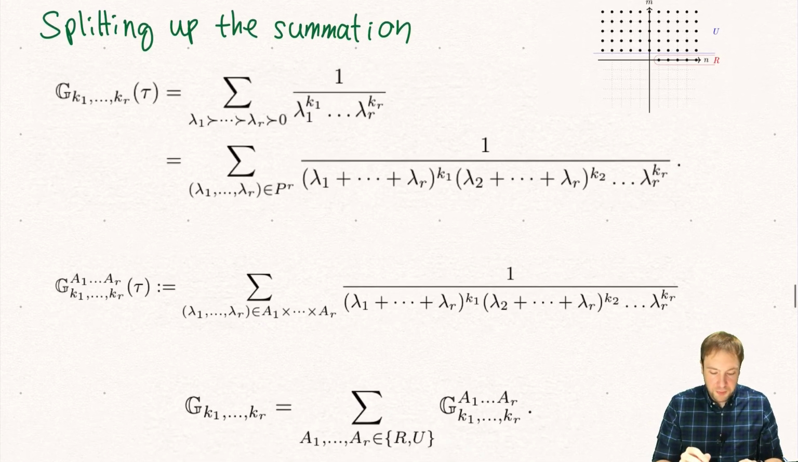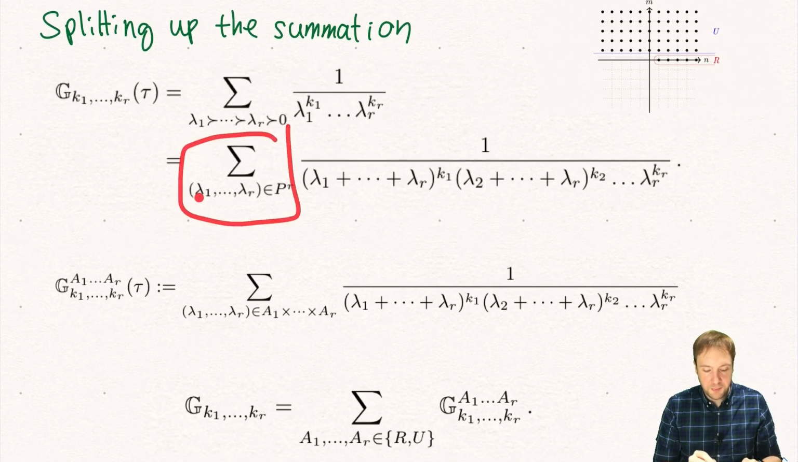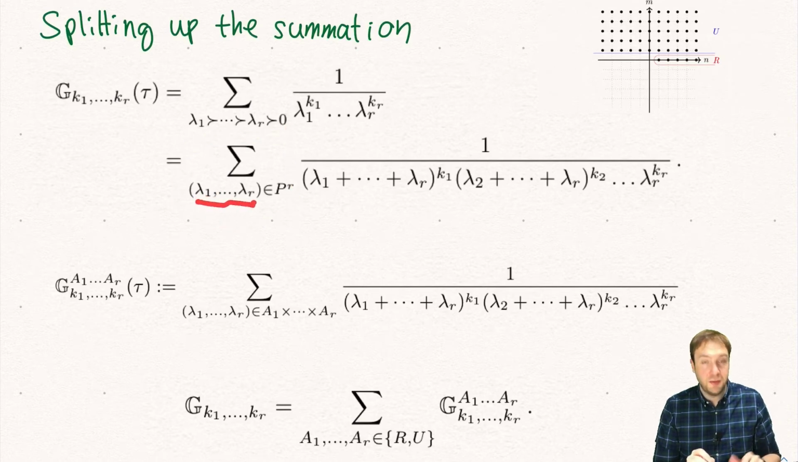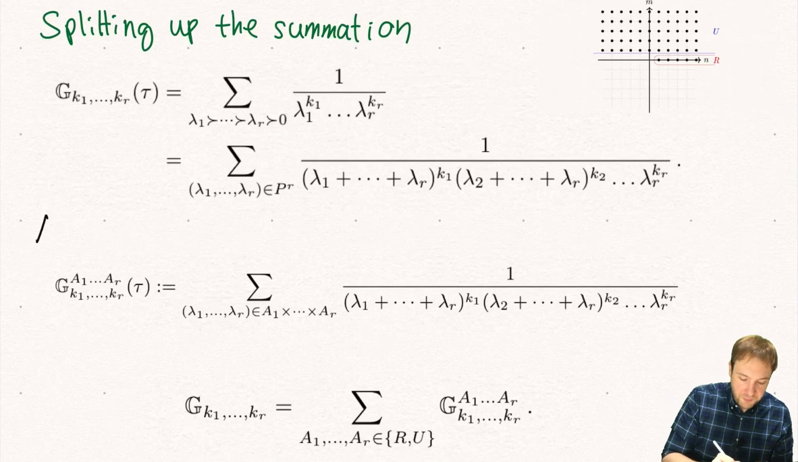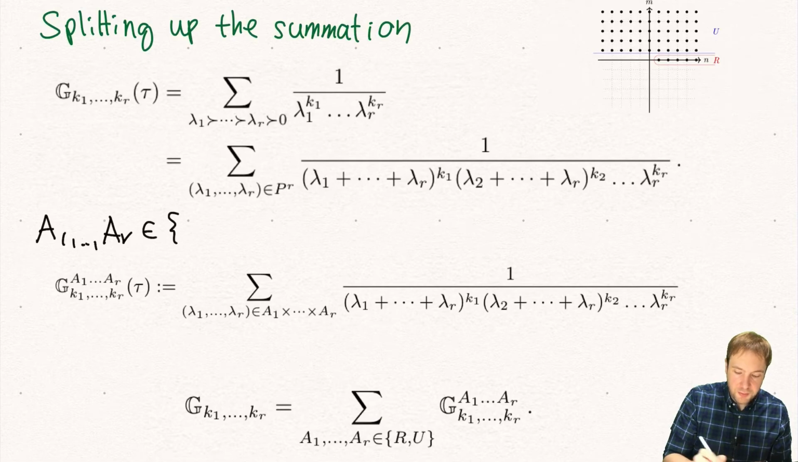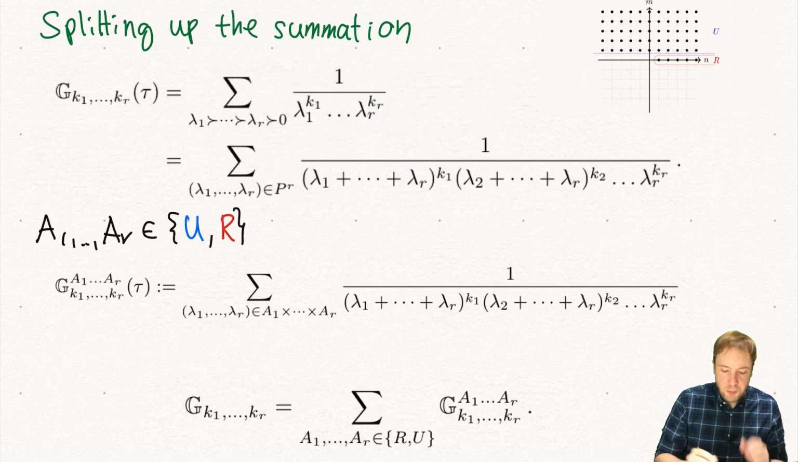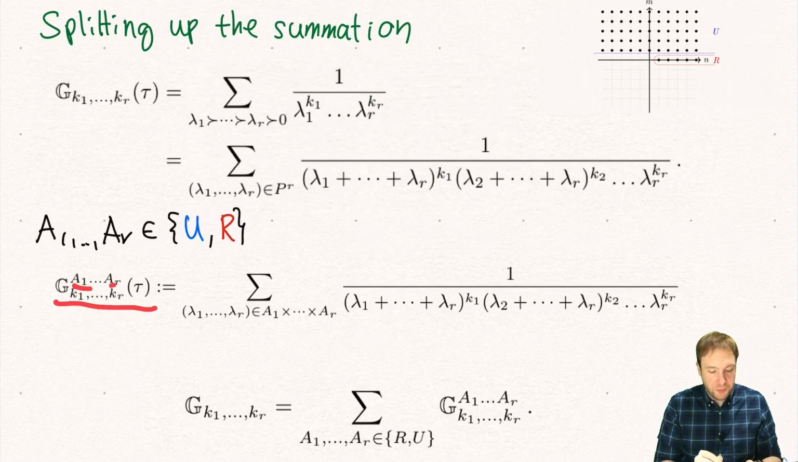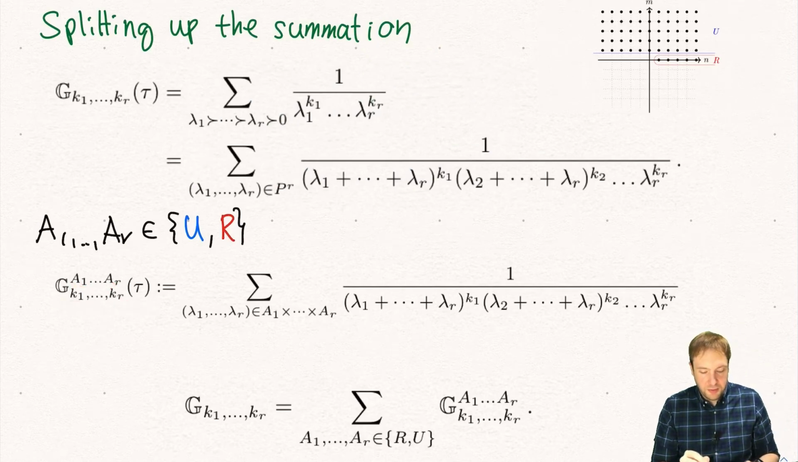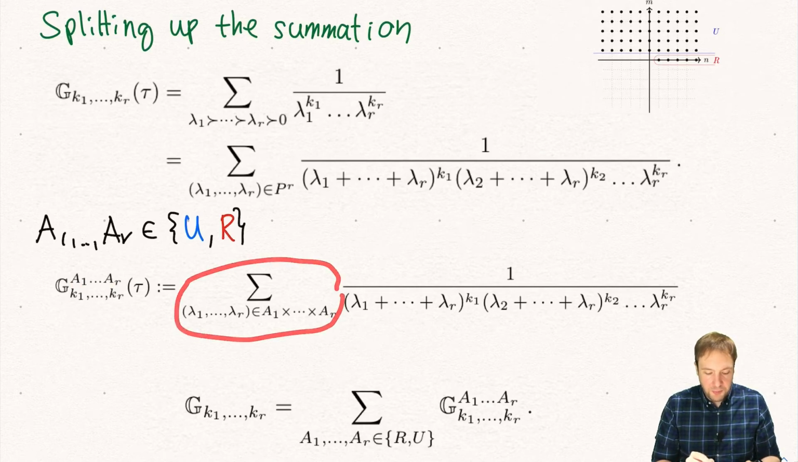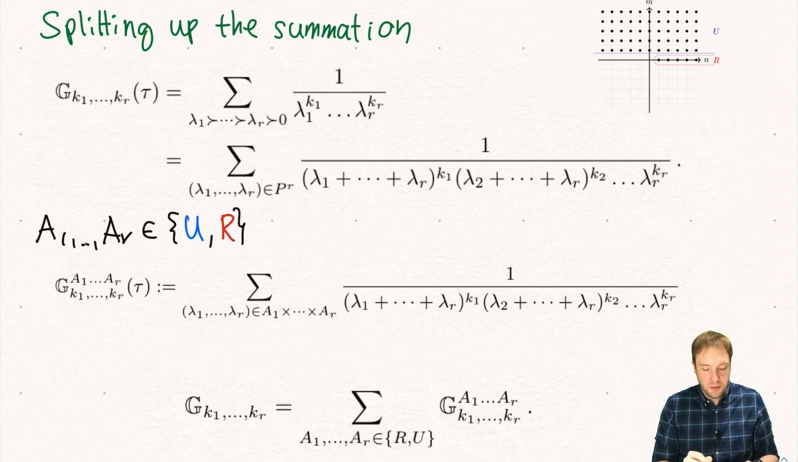So therefore we can consider the different cases where these lambda j's are either in U or in R. So therefore we define for some A's, A1 up to Ar, so they are now either the set U or they are the set R. Then we define the G, A1 up to Ar of k1 up to kr. Now the partial sum where lambda 1 is in A1, lambda 2 is in A2, and so on.